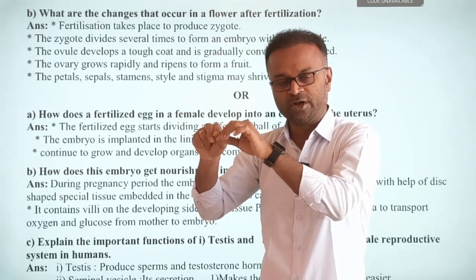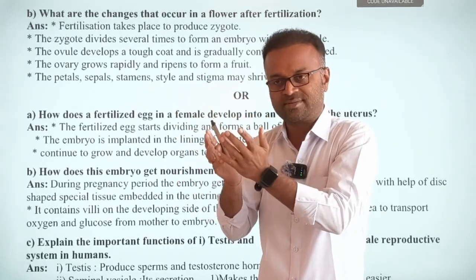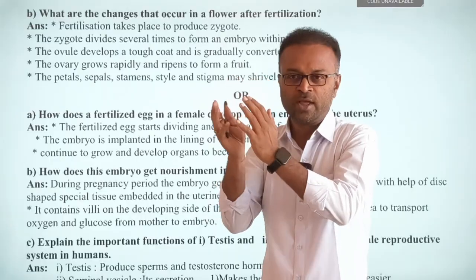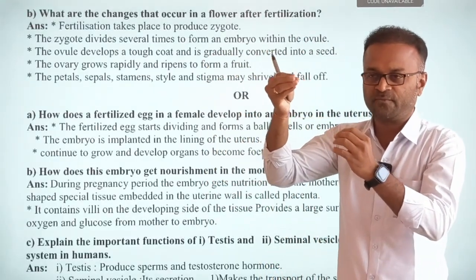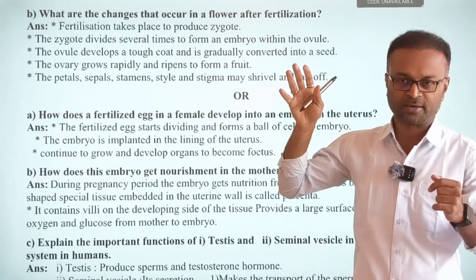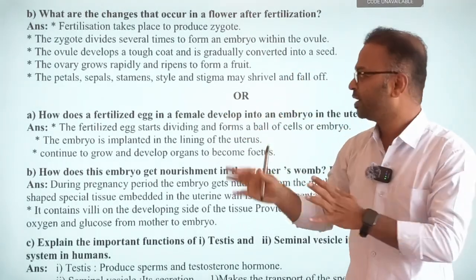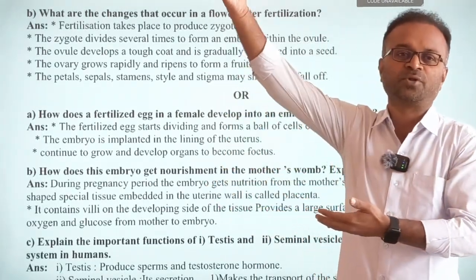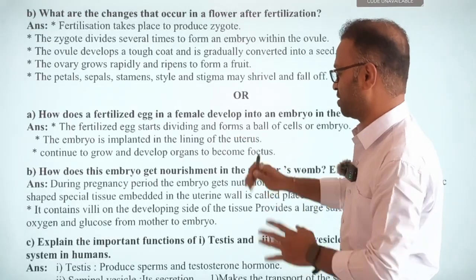Slowly the zygote will develop into a ball of cells and form the embryo, and that embryo slowly comes from the oviduct and gets implanted on the walls of the uterus of the mother. That's how it develops, and further the embryo will develop into the fetus. That's how you are supposed to explain.